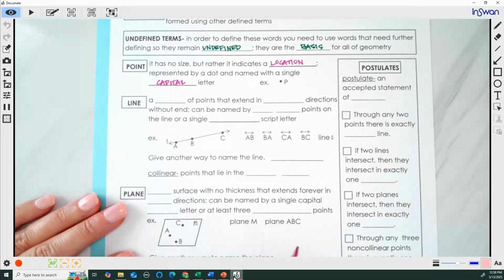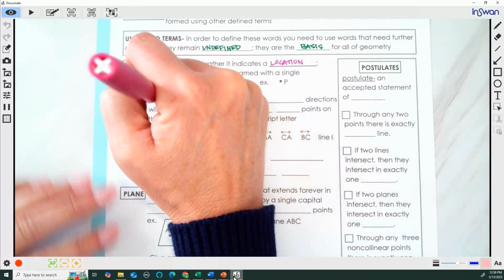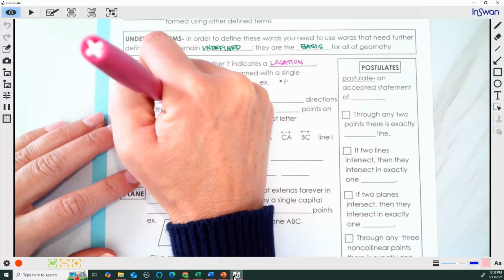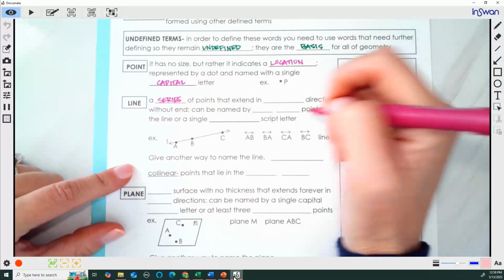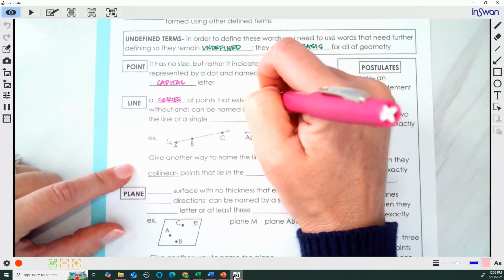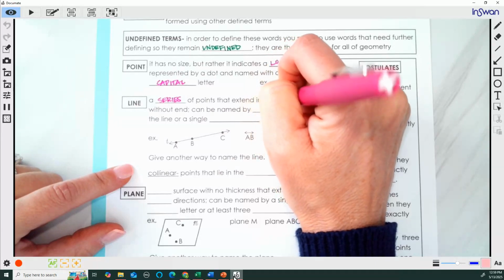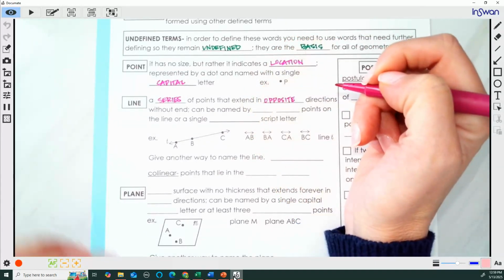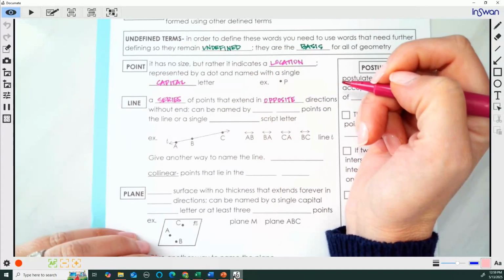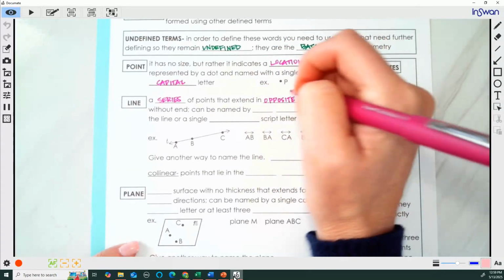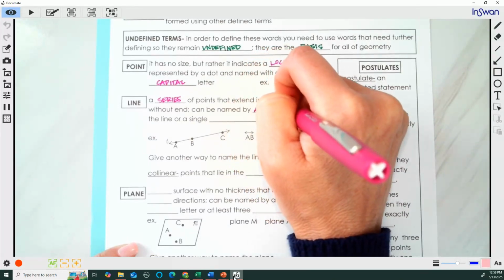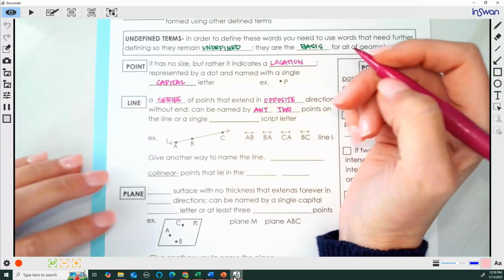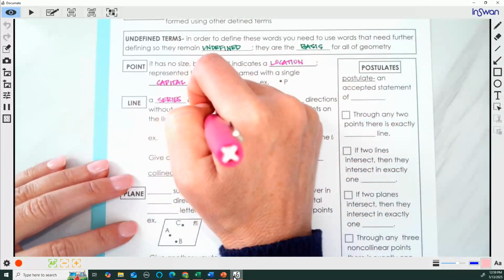A line is a series of these points that we're talking about here that extend in opposite directions without end. And they can be named by any 2 points on the line or a single lowercase letter.